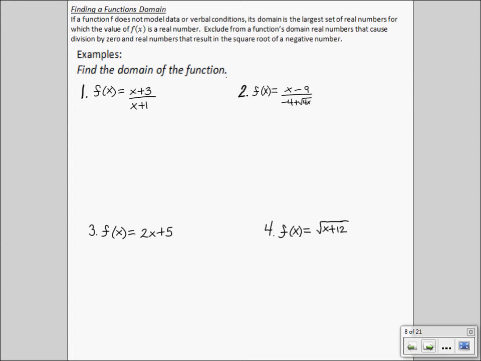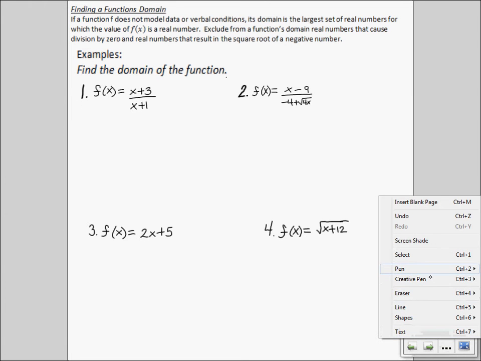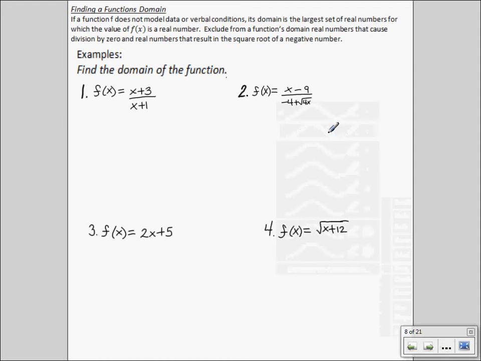All you have to do for these kinds of problems is start off by taking the denominator. For this first one, f of x is equal to x plus 3 over x plus 1. You just take the denominator, x plus 1, and set it equal to 0. Then you have to solve for the variable. So to do that, just subtract 1 on both sides. So you're going to get x equals negative 1.